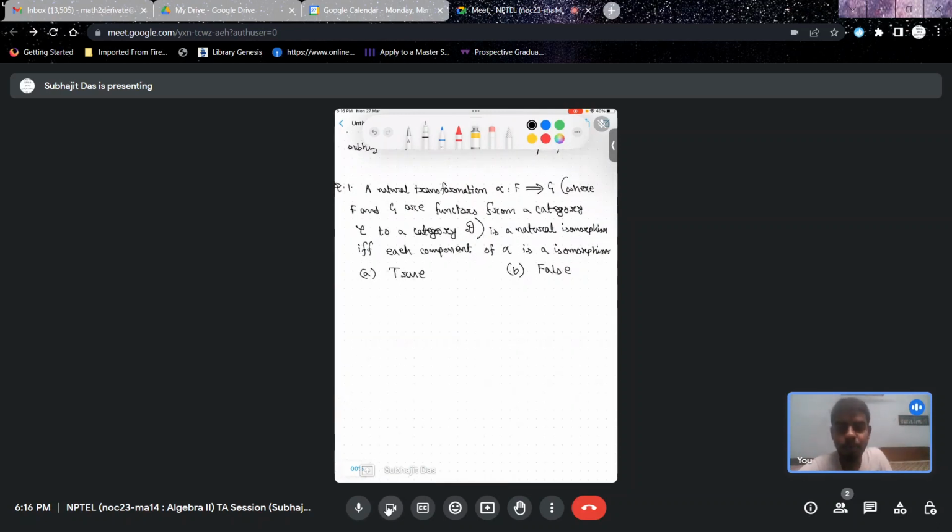Now, by the way, what do I mean by a component of the natural transformation? As you know, a natural transformation alpha from a functor F to a functor G is a map that assigns to each object c of the domain category C a morphism.